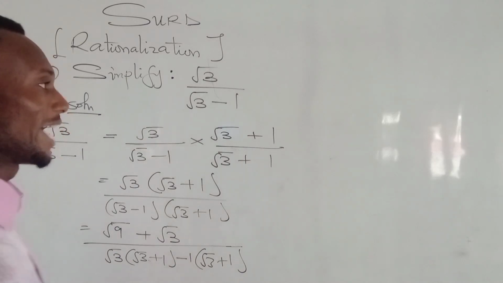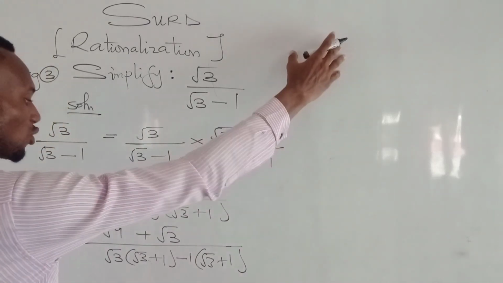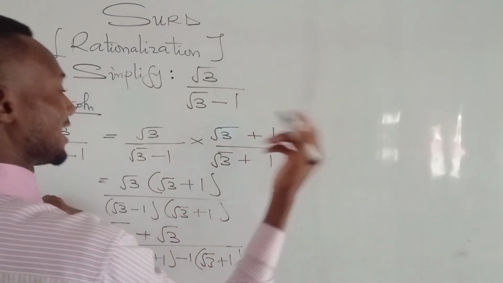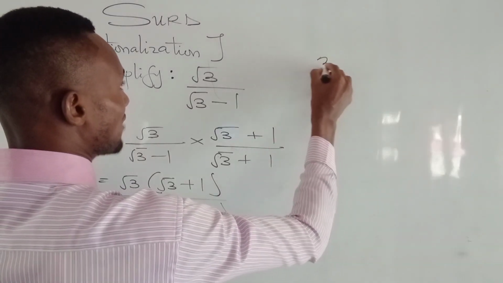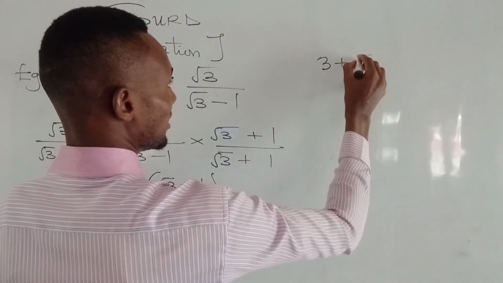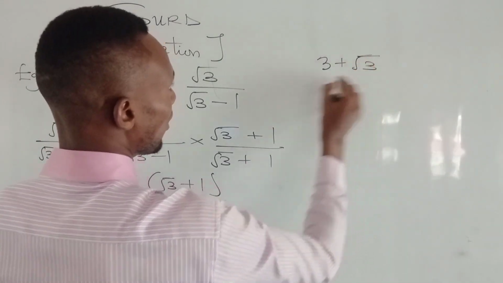So let's go ahead and simplify further. I'm going to continue from there. So the top here, I have root 9. Square root of 9 is 3, so write our answer there. So you are going to have 3 plus, now you bring your root 3, which is here. So 3 plus root 3 all over.